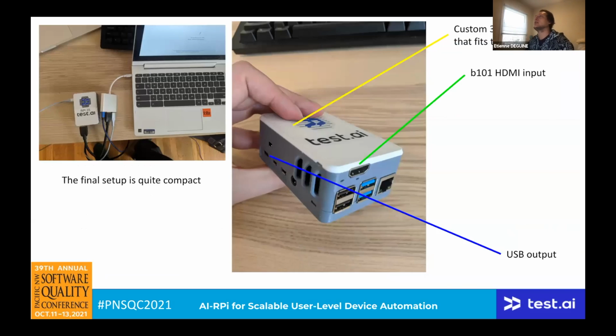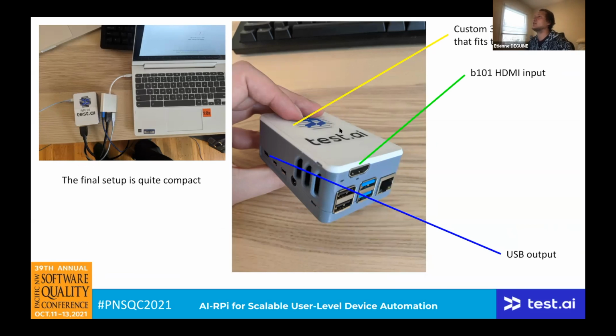Okay, so basically this is what it looks like physically. On the right side, you have the HDMI input inside at the top here. We also custom 3D printed the box for 2 reasons. The first one was for swag, right? We wanted to have the logo on there and then test AI and whatnot.